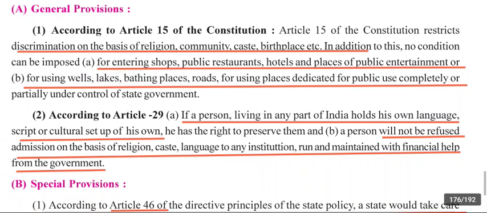The second general provision is Article 29. Remember these article numbers and their content. This is important while writing down the answers to these questions. According to Article 29, if a person living in any part of India has his own language, script, or culture, he has the right to preserve that language, script, or culture.